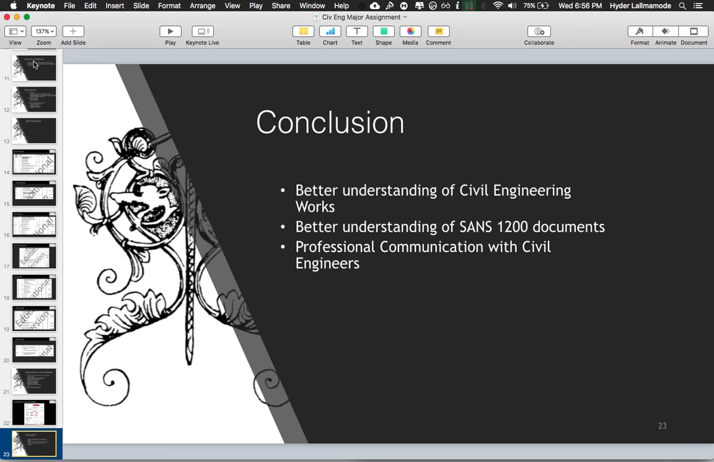In conclusion, Integral Cost Consultants had a better understanding of the civil engineering works and how the designs look. We also had a better understanding of the SANS 1200 documents and how it's different from the ASAQS standard system, and how the works are measured under the SANS document when compared to the standard system. And lastly, we had a better understanding of the professional communication with the civil engineers.